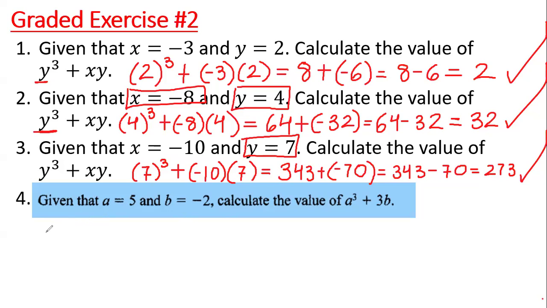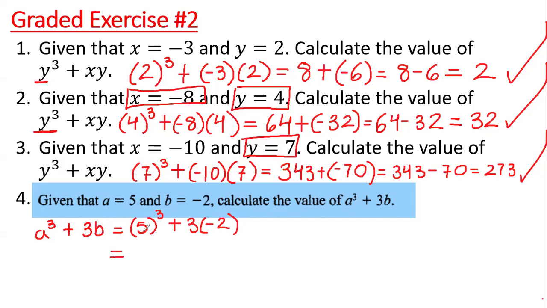So we have a cubed plus 3 times b. A is what? 5. So 5 cubed, which is 125, plus 3 times negative what? Negative 2. Very good.